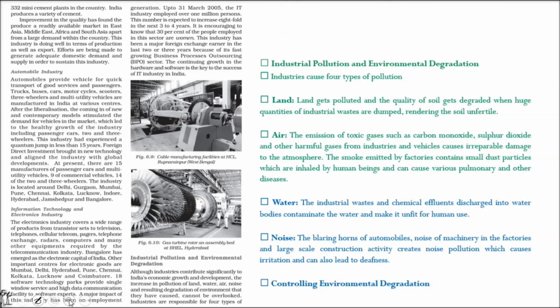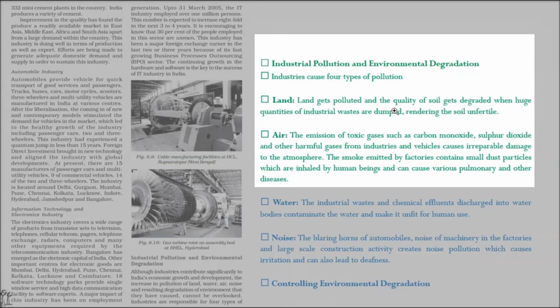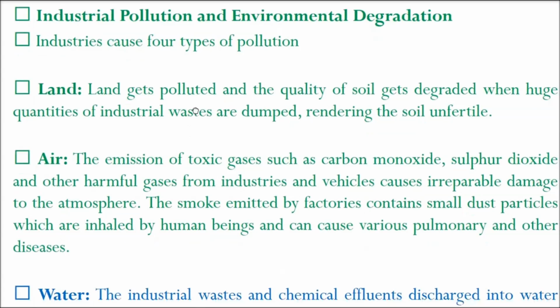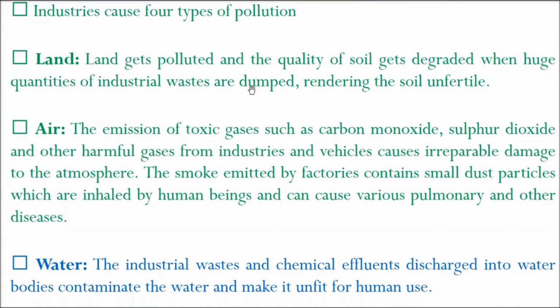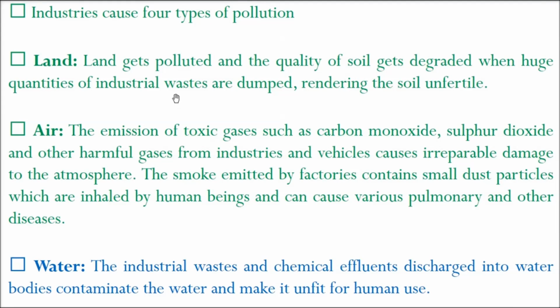And how to control this, we'll just talk about this. First of all, let us see these land pollutions, because land gets polluted and the soil quality is degrading, when a lot of industrial waste and toxic waste is dumped ruthlessly, rendering the soil infertile.